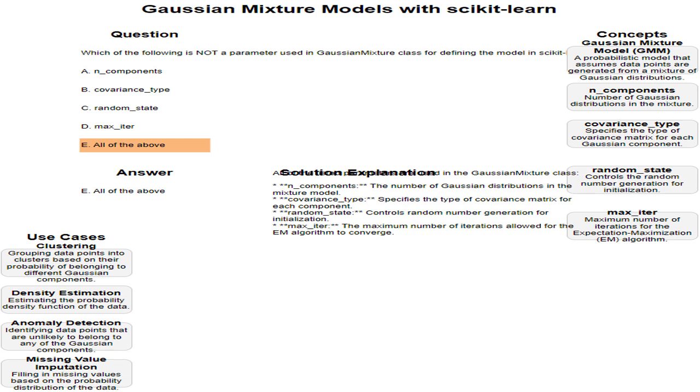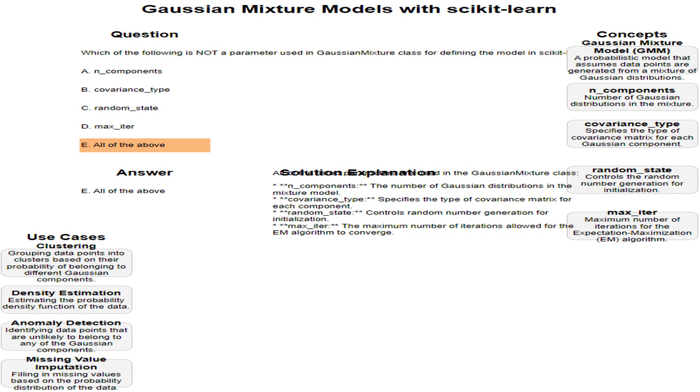The maxiter parameter limits the maximum number of iterations for the expectation maximization EM algorithm. The EM algorithm is an iterative optimization algorithm that finds the best parameters for the GMM. By limiting the number of iterations, you can manage the computational resources and prevent the algorithm from running indefinitely if it's not converging.